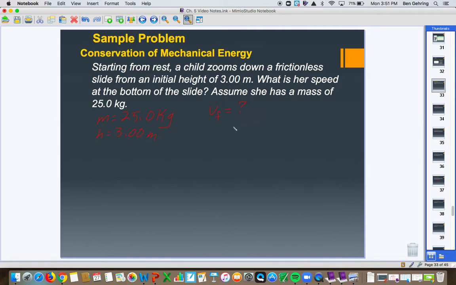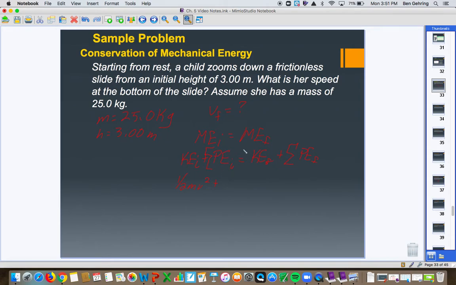I don't know what that is, but because we're working with conservation of energy, remember your mechanical energy initial has to equal your mechanical energy final. This mechanical energy is going to be your KE initial plus the sum of your PEs initial, which has to be equal to your KE final plus the sum of your PE finals. KE is 1/2 mv squared.